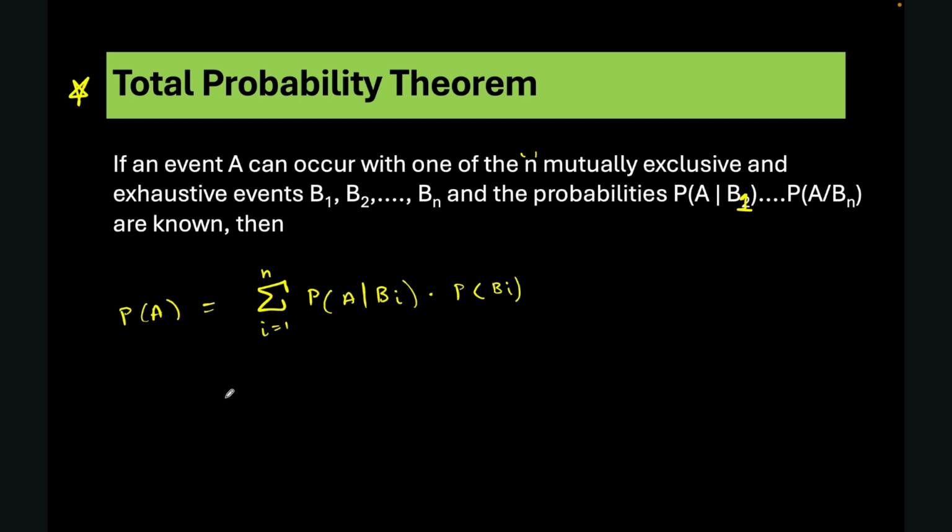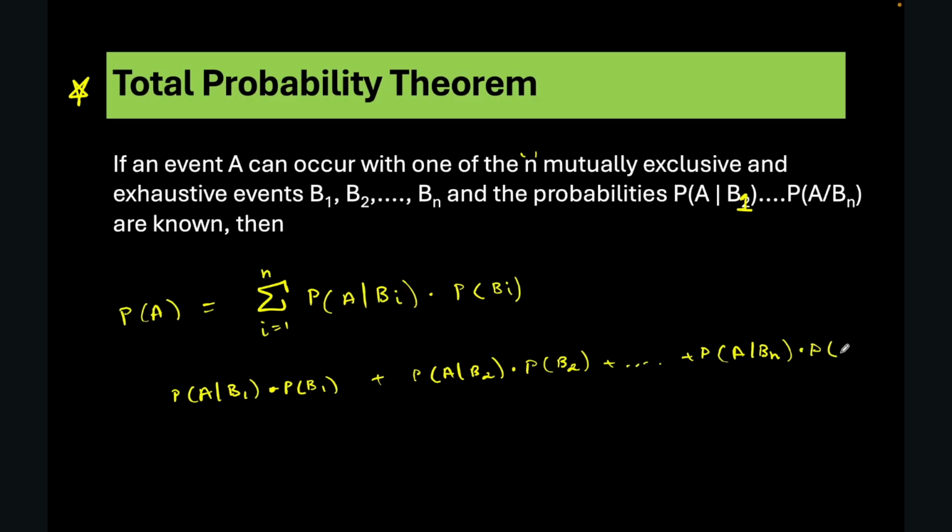So this goes on. Now this is kind of like the probability of A given B1 happens times the probability of B1, plus the probability of A given B2 happens times the probability of B2, and so on and so forth till the nth possible event. Now if you're studying this for the first time, you're going to be a little confused, right? It might not make the most intuitive sense.